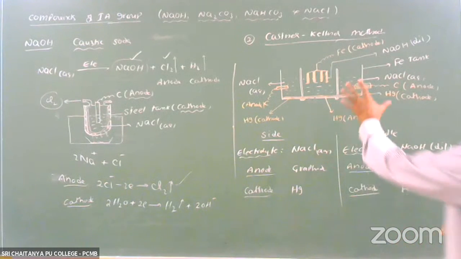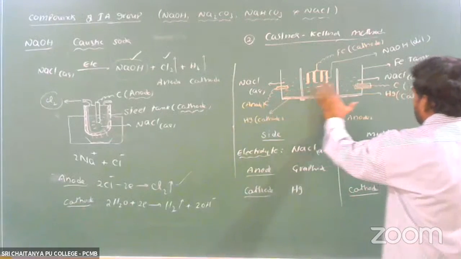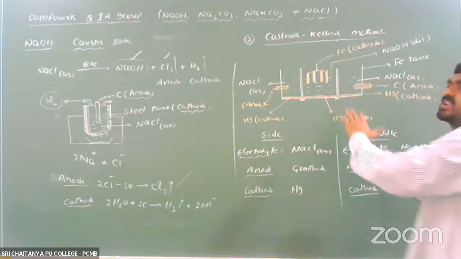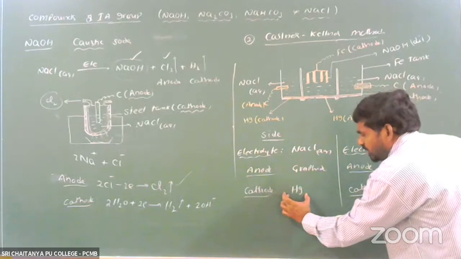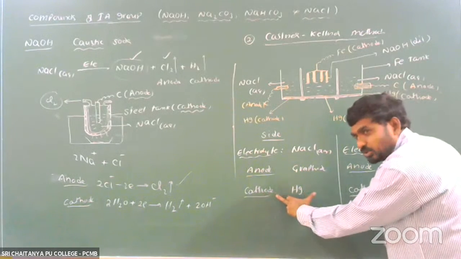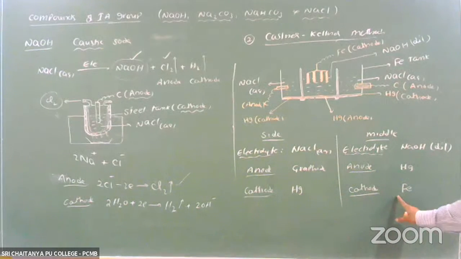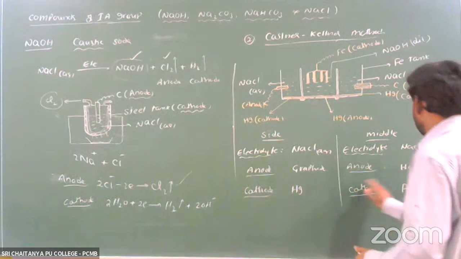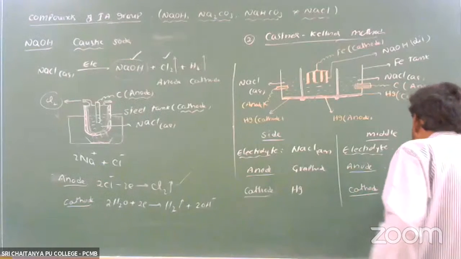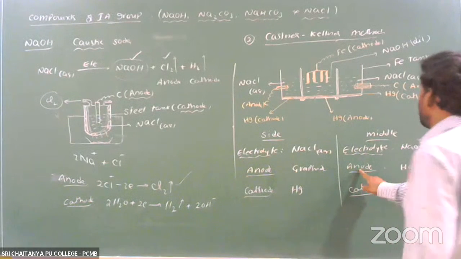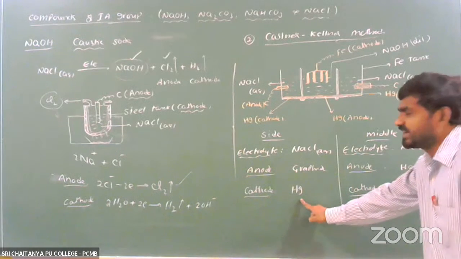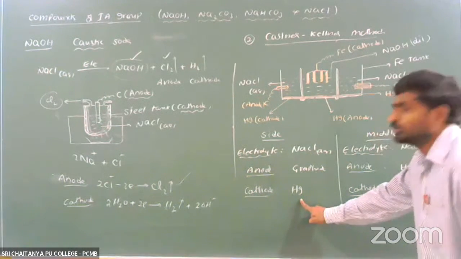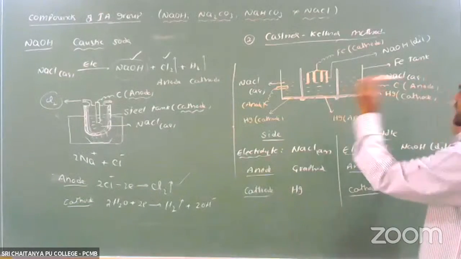The bottom of the iron tank is completely covered with mercury. It acts as an intermediate electrode. In the side compartment, mercury acts as cathode. In the middle compartment, the cathode is iron and mercury acts as anode. But in the side compartment, it acts as a cathode. So that is anode and cathode.